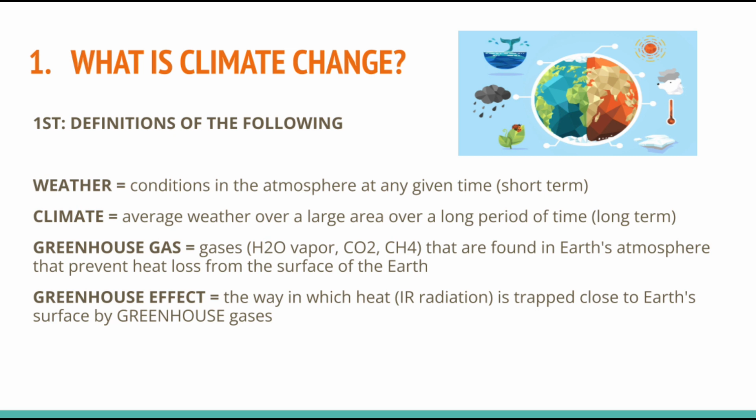So what is weather? Weather is the conditions in the atmosphere at any given time. This is short term. For example, rain. Climate is average weather over a large area over a long period of time. This one is long term.